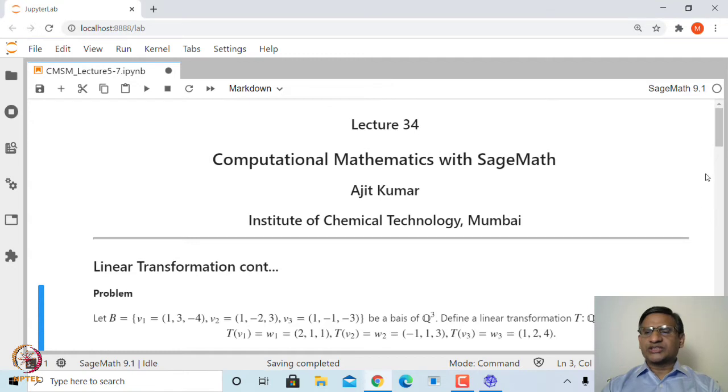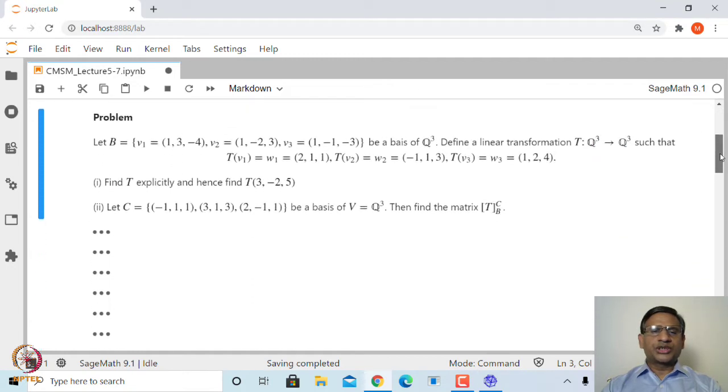So, the problem is as follows. Suppose T is a linear transformation from Q3 to Q3 given by T of V1 is equal to W1, where W1 is 2, 1, 1. T of V2 is equal to W2, where W2 is minus 1, 1, 3, and T of V3 is equal to W3, where W3 is 1, 2, 4, and V1, V2, V3 is a basis where V1 is this vector, V2 is this vector, and V3 is this vector.